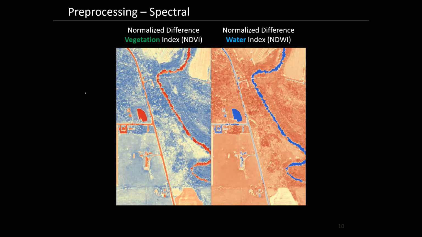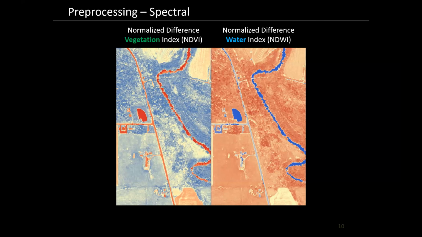So, spectral pre-processing. The spectral pre-processing for this project involves the creation of indices or band ratios that are going to help enhance the imagery. This analysis will use 2 different band ratios. The first on the left is the Normalized Difference Vegetation Index, or NDVI. And then the second is the NDWI, which is the Normalized Difference Water Index. Both of these are named pretty well and describe what they're going to be doing.